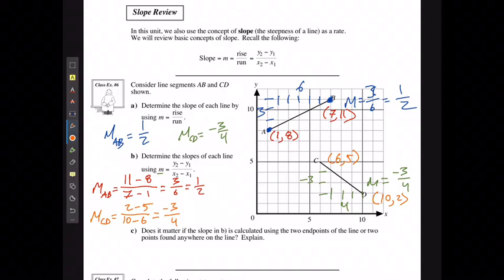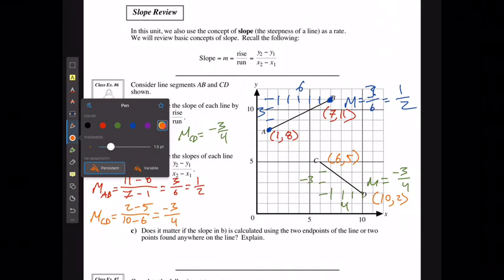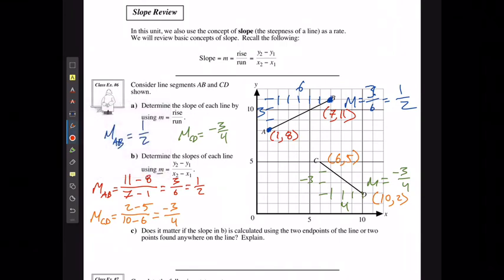Does it matter if we only use the endpoints or if we pick any other point found along the line? Well, I can see right away for AB, I could take this point and then just pick another point that's in there, and here I went up by 1 and right by 2. The slope there is still going to equal 1 over 2. So, no. Any 2 points will work.